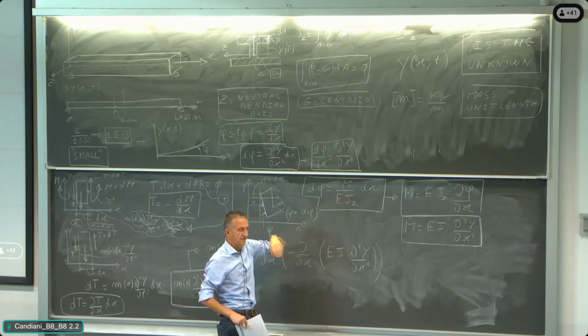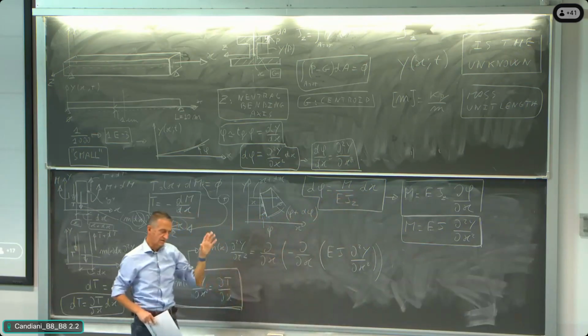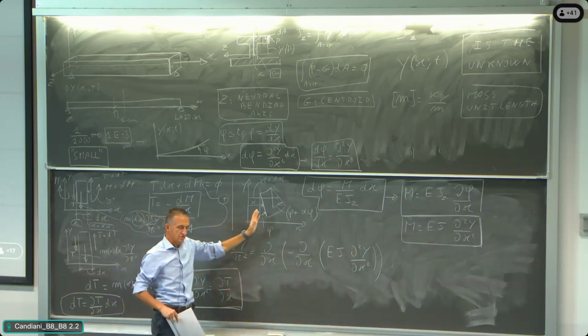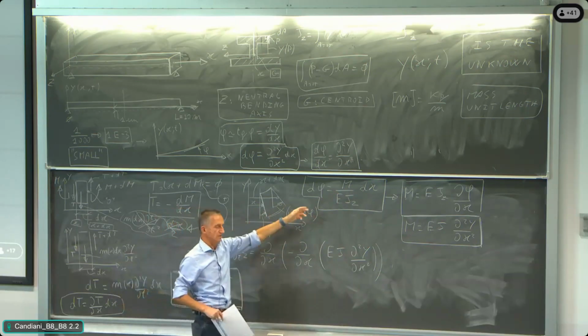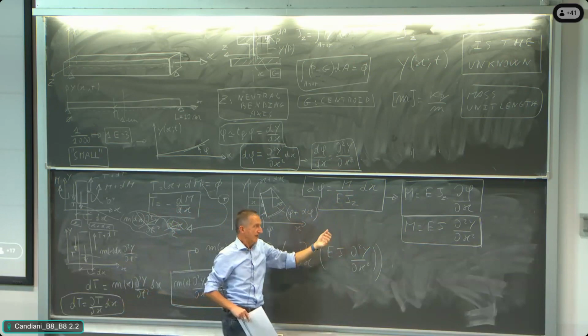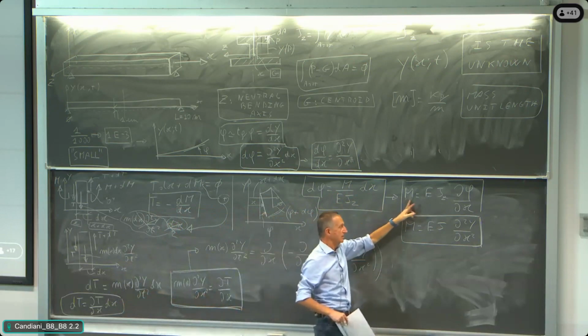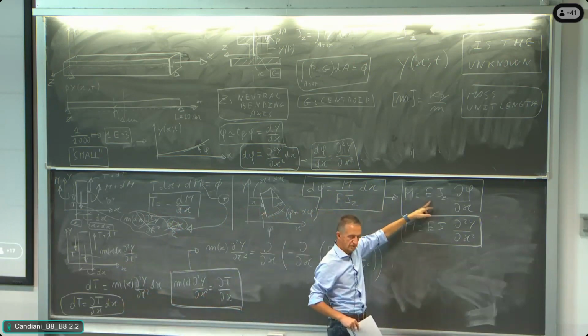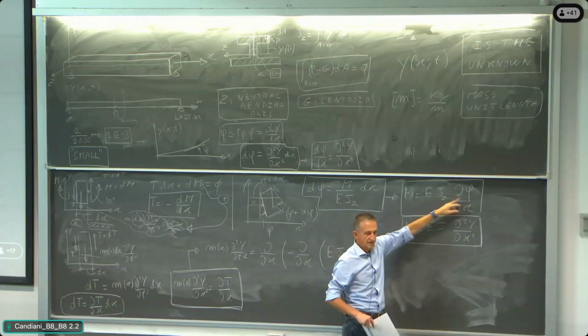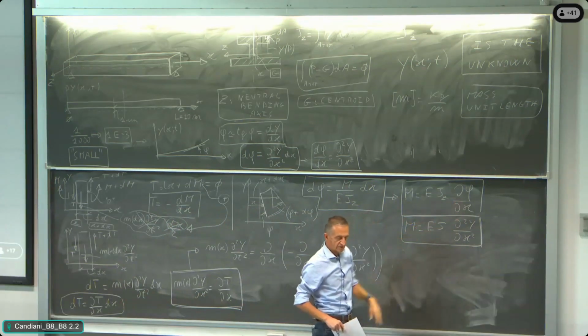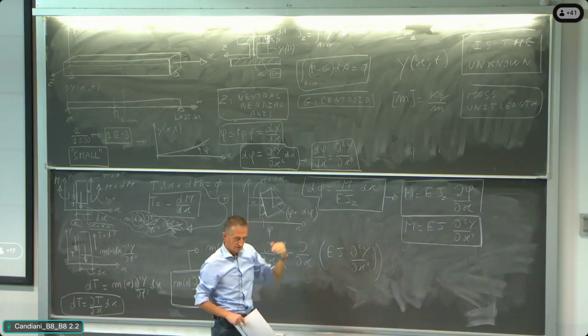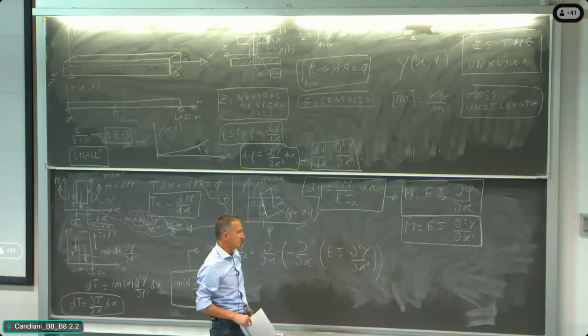So the incremental rotation of the section is measuring the bending moment. And we write all of that saying that we write the bending moment equal to EJ multiplied the partial derivative of the deflection with respect of the axial coordinate.